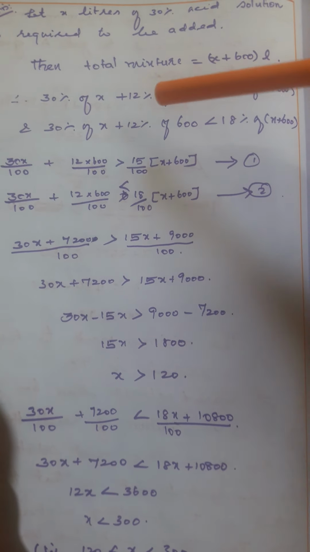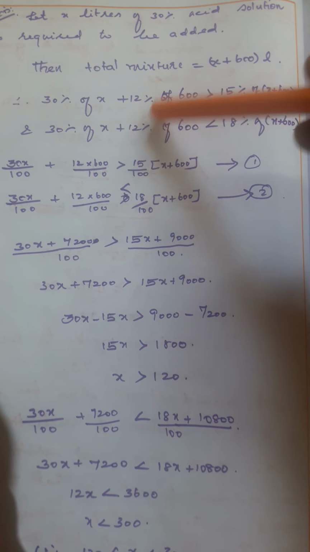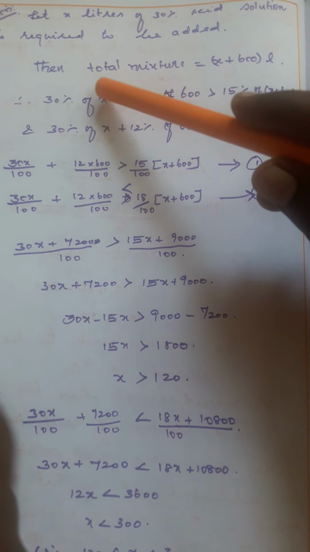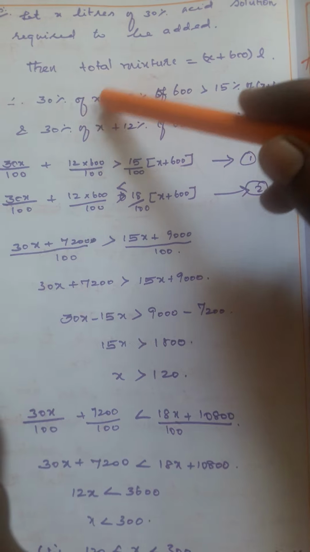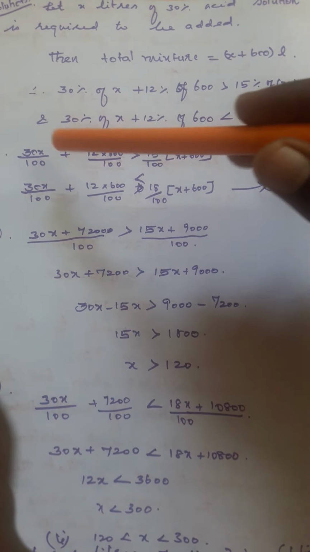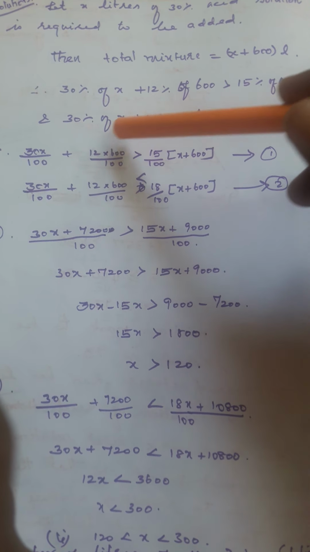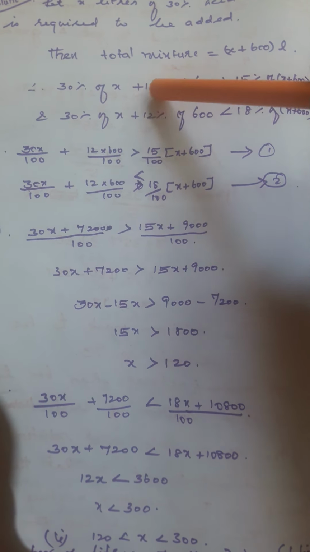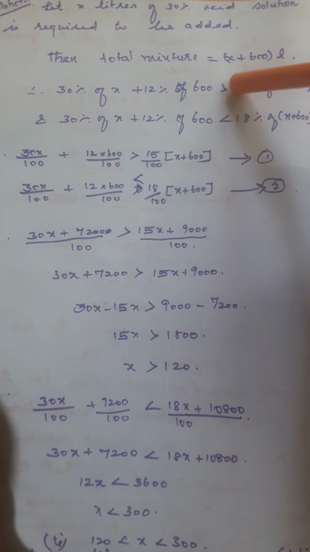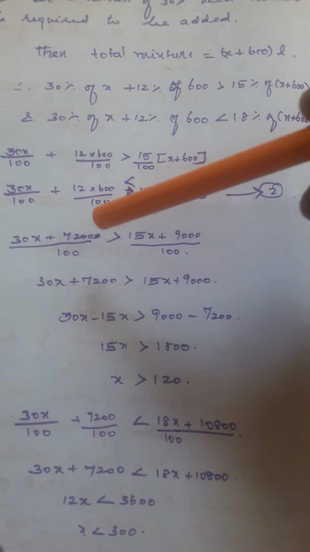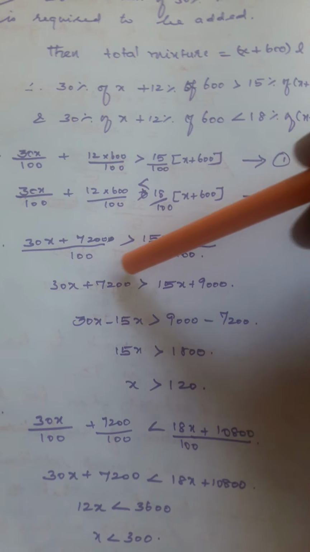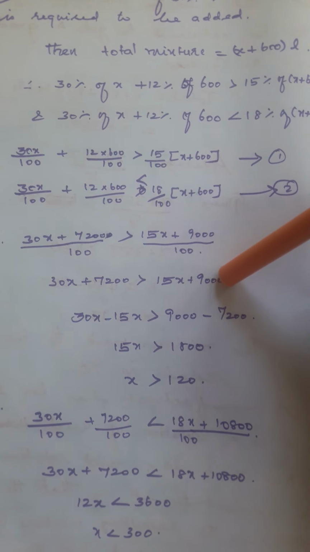So you should know what the 12% is. The 12% is given in our 600 liters of acid content. And what we have to mix is x. So the resulting will be 15 and 18%. So 30x/100 plus 12 into 600/100. That is the percentage I have taken, and the percentage is always divided by 100. So I replaced the percentages in both equations. Next, your first equation will be 30x plus 7200 is greater than 15x plus 9000.